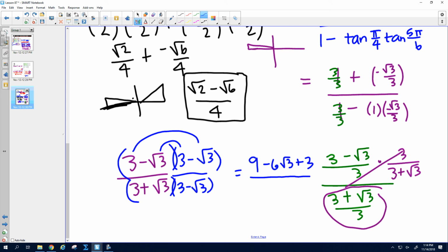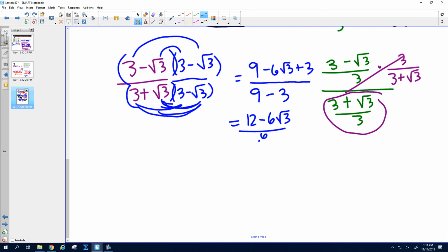And in the denominator, we have 9. And the middle terms cancel out here, because I have a minus 3 root 3 and a plus 3 root 3, so those cancel. And then I multiply the last times the last, so that's minus 3. So now in the numerator, I have 12 minus 6 root 3 all over 6. And then this 6 divides into both of these, so it's 2 minus the square root of 3.